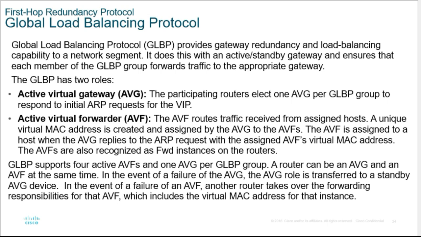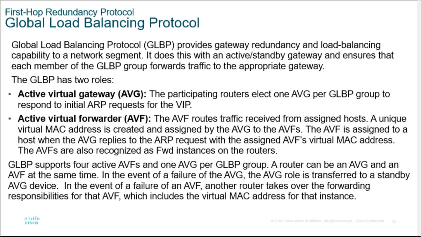This we call the active virtual gateway. This AVG will become the active router that responds to the initial ARP request for the virtual IP address. And then all the other routers will be the active virtual forwarders. All the routers involved in the Global Load Balancing Protocol, for example if there are more than two, will get the same virtual MAC address in relationship to the virtual IP.